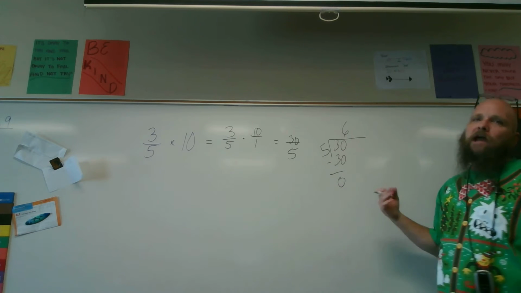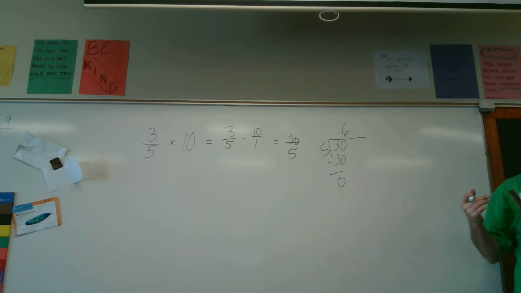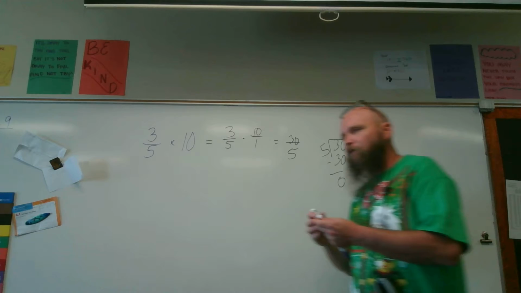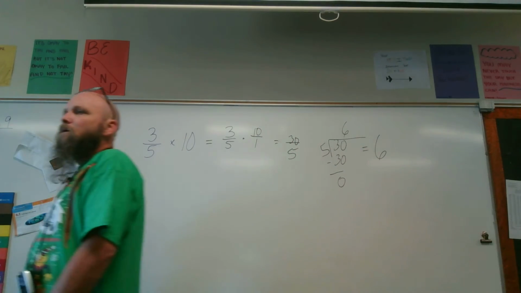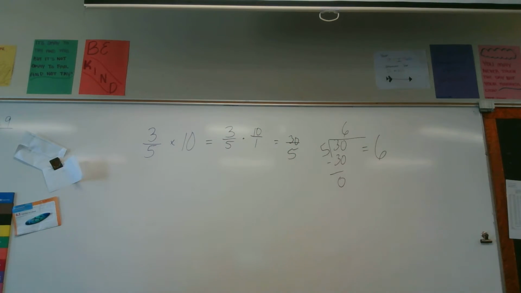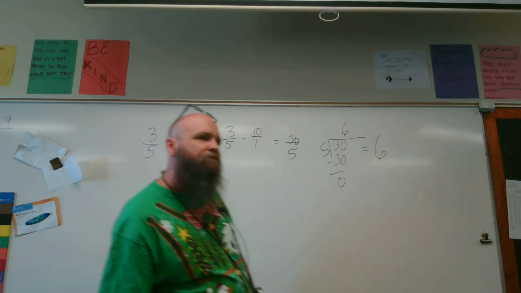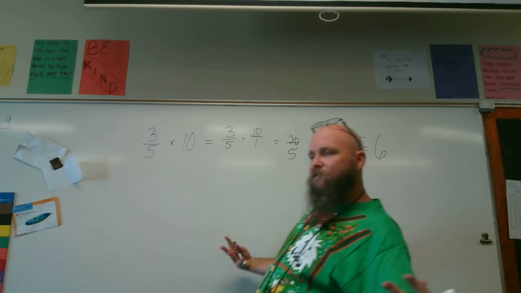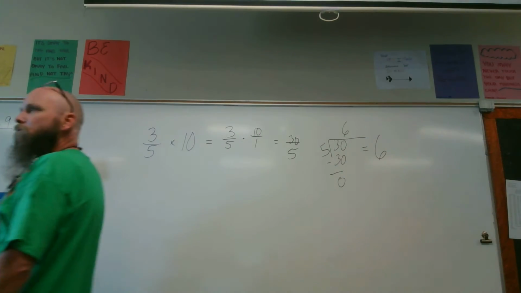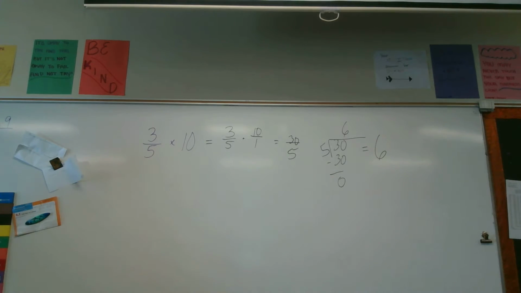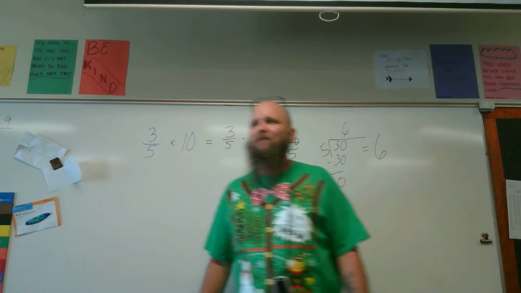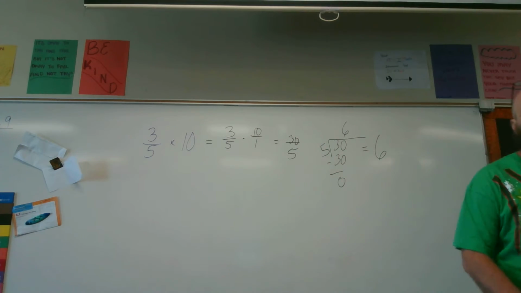So wait a minute, I don't have a remainder. So what does that mean my answer is? Just 6. Don't put 6 and 0/5 because that's ridiculous. Because you wouldn't say, hey, I have 6 and 0/5 dollars. You would just say, I have $6. Otherwise, the lady at the store would be like, what is this moron talking about?